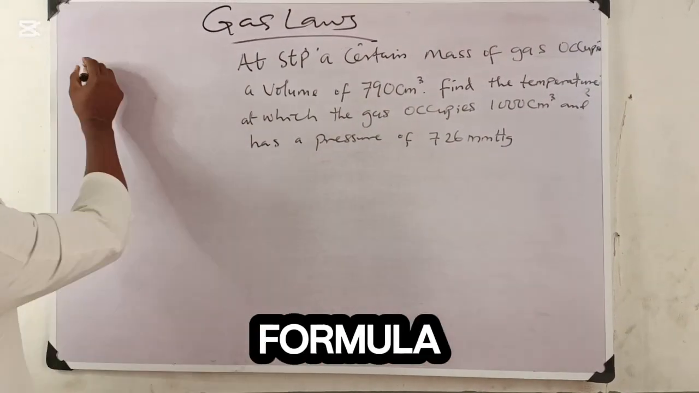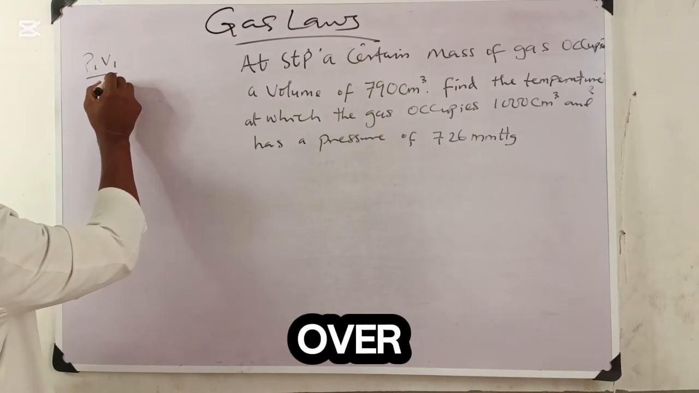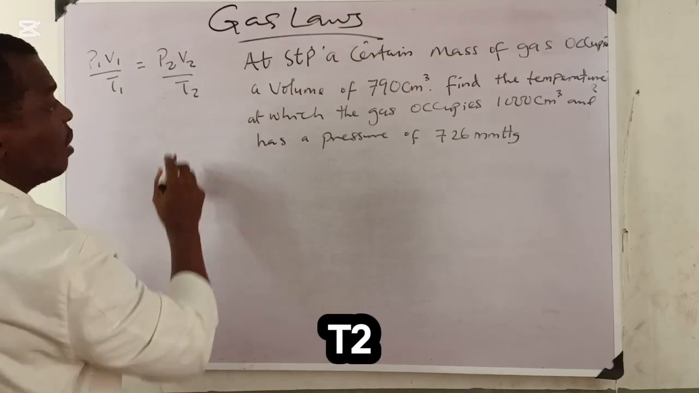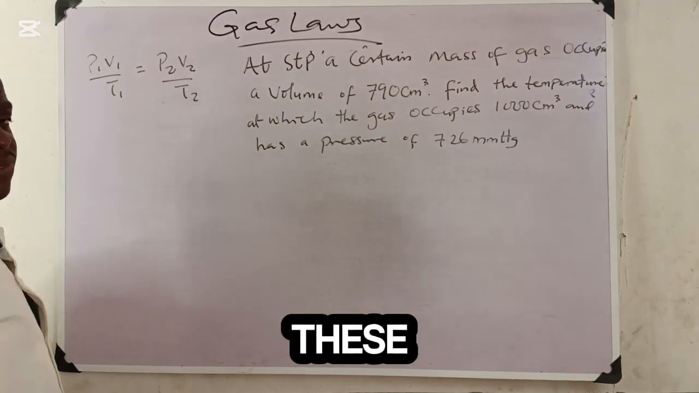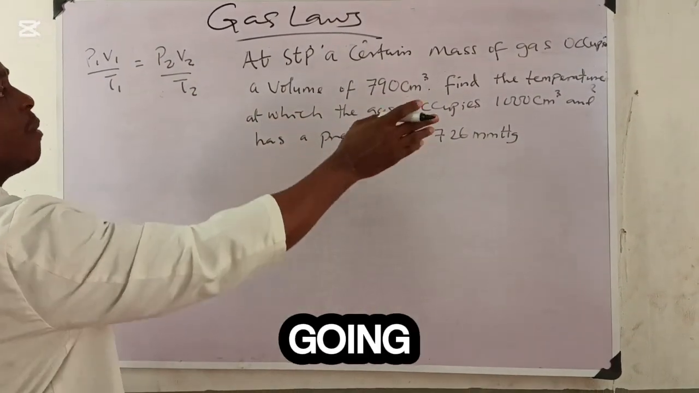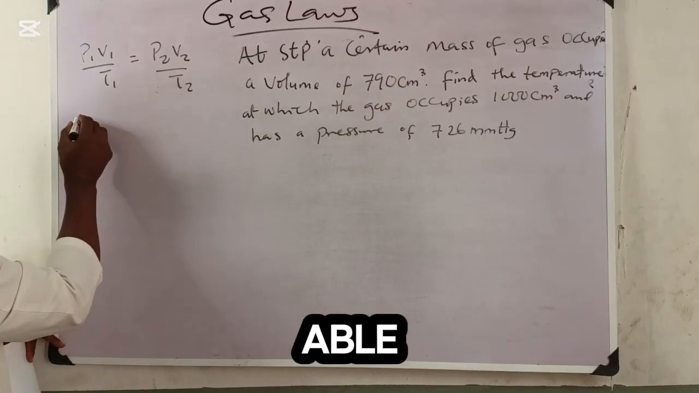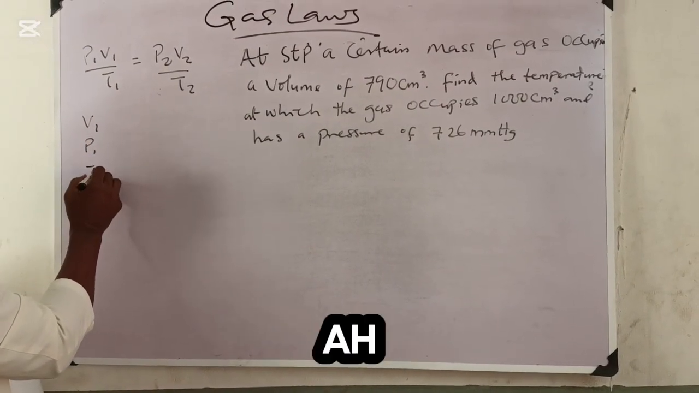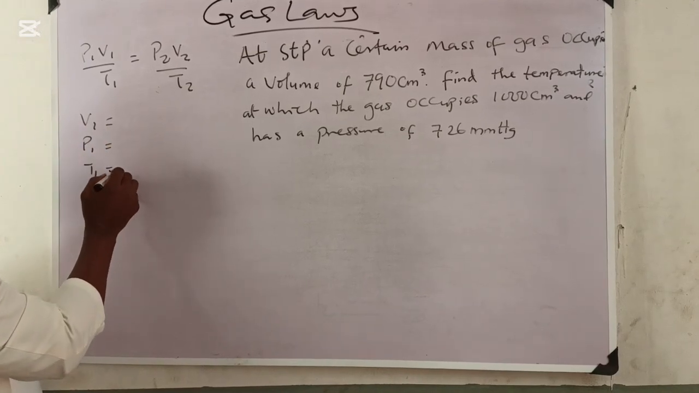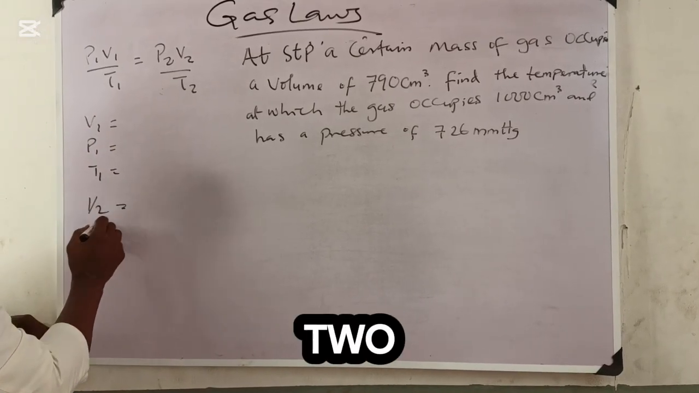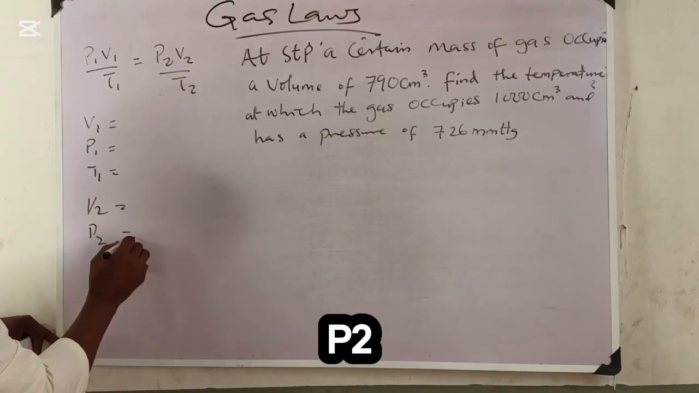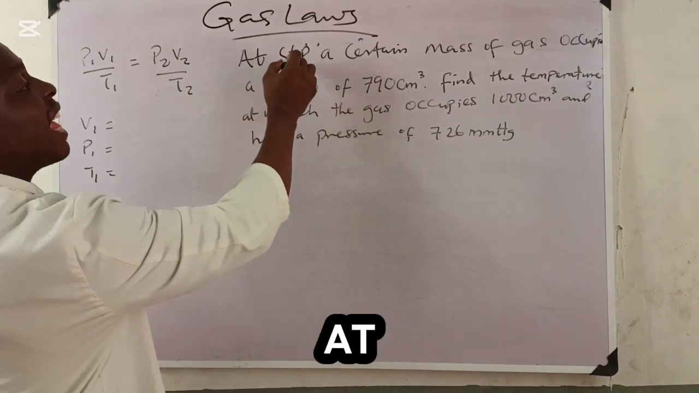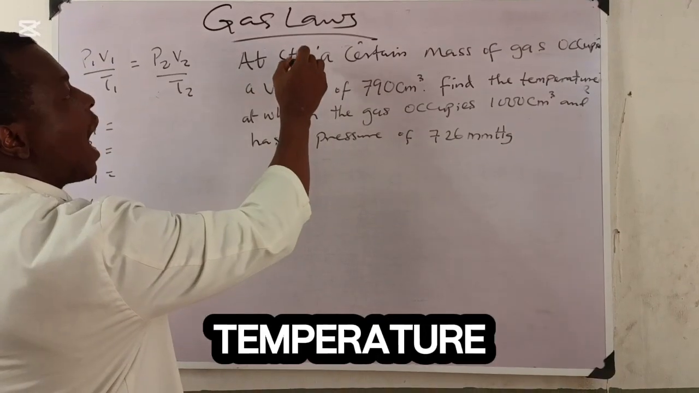we have our formula P1 V1 over T1 is equal to P2 V2 over T2. And we've been able to establish what these variables mean. Now, going from our question, we'll be able to pick individually what these things are: T1, V2, P2, and our T2. Now, from our question, the question says at standard temperature and pressure.